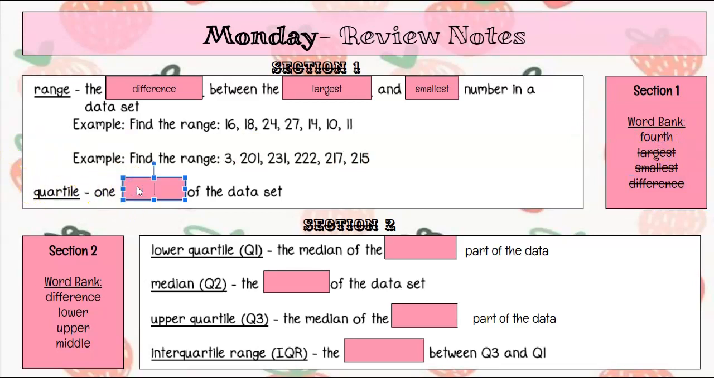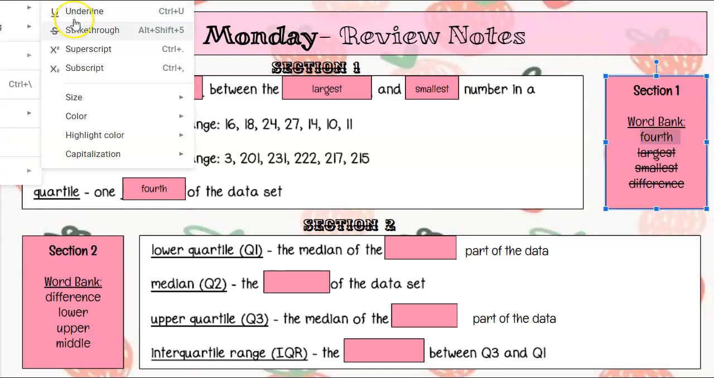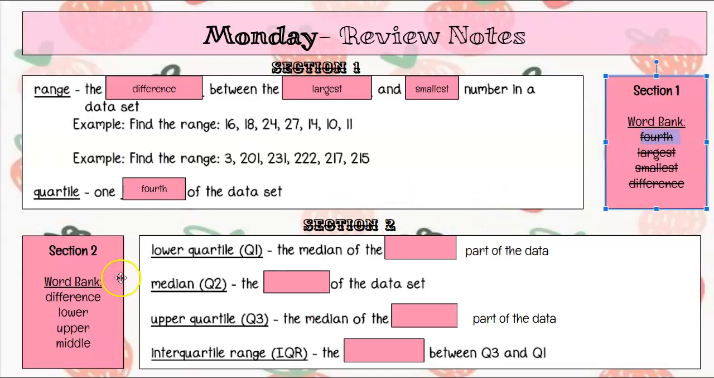And 1/4 of a data set is what a quartile is. Okay. Moving into our next section, we're going to look at the words difference, lower, upper, and middle. So the lower quartile is, well, the lower part of our data. The median is the middle of our set of data. The upper quartile is the median of the upper set of data.